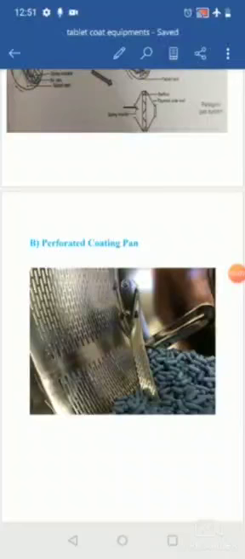Okay, so next one is the perforated coating pan. Unlike your conventional coating pan, it contains small holes or small pores, like a net. The conventional coating pan is a simple steel tank without perforation, so for exhaust or removing the air, you have to put separate ducts there. But in the case of the perforated coating pan, you need not put any ducts, because the whole pan contains pores, a net-like structure.